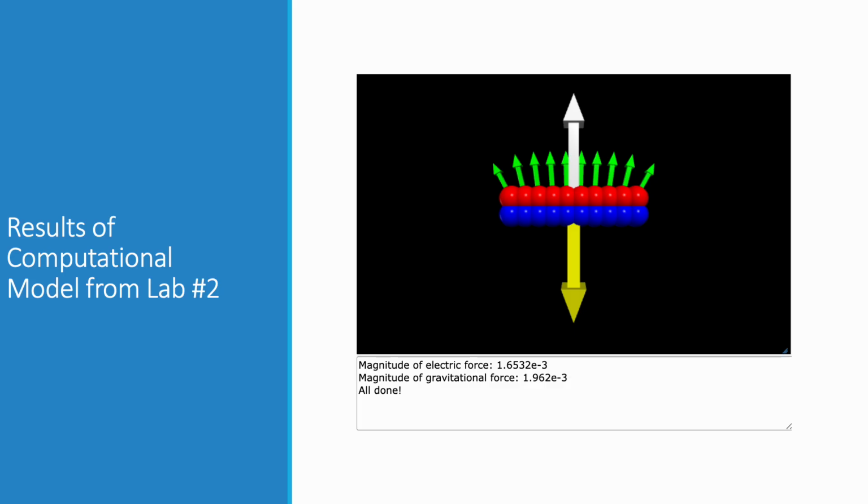So here are the results of the computational model. We have the magnitude of the electric force being 1.65e-3 newtons, and the magnitude of the gravitational force being 1.96e-3 newtons. There is a bit of a difference, meaning that they didn't exactly calculate to cancel each other out. That indicated there was some error.